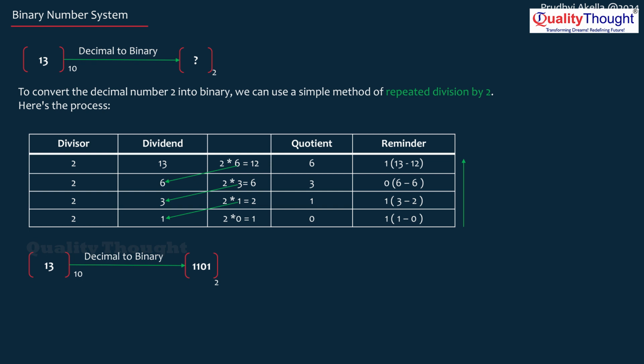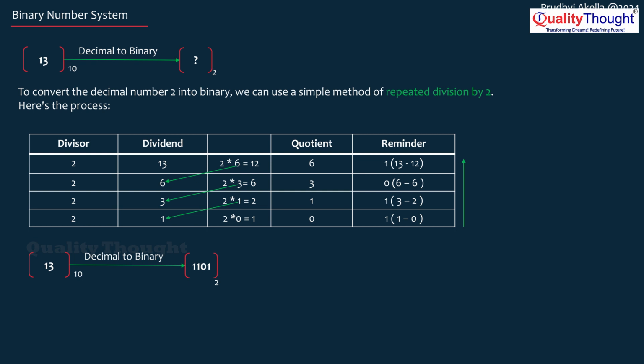So 2 into 3 is equal to 6. Now the quotient will become 3, and the remainder will be 6 minus 6, that is equal to 0. Now you need to take the previous step quotient, and you have to further divide that by 2. So the divisor will be 2, and the dividend would be 3, and the nearest multiplier would be 1, which is 2 into 1, that is equal to 2. Now the quotient will become 1, and 3 minus 2, which is the remainder, is equal to 1.